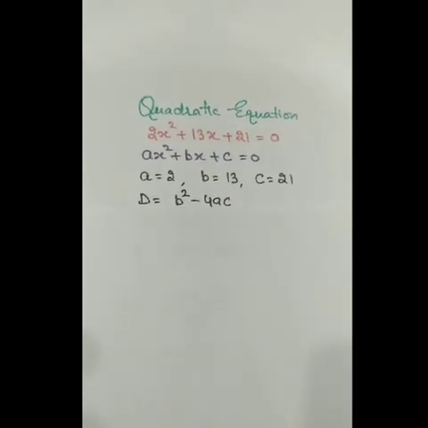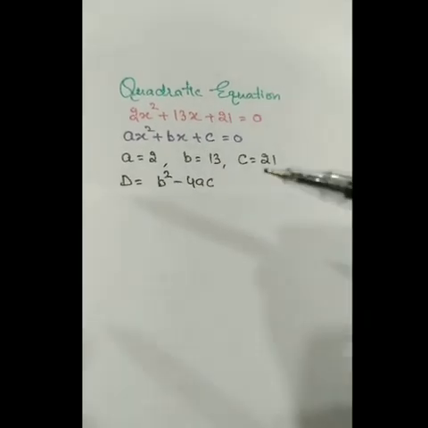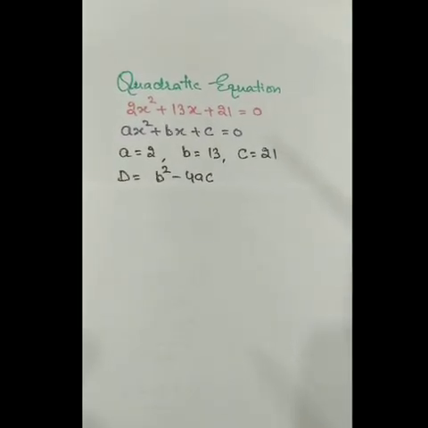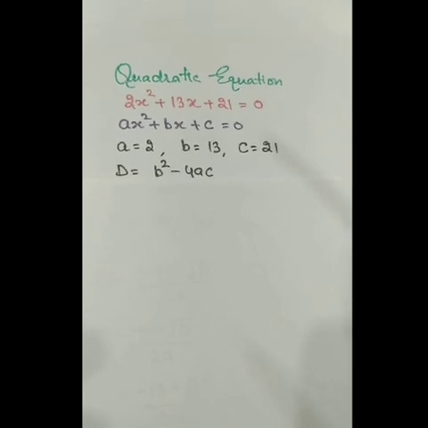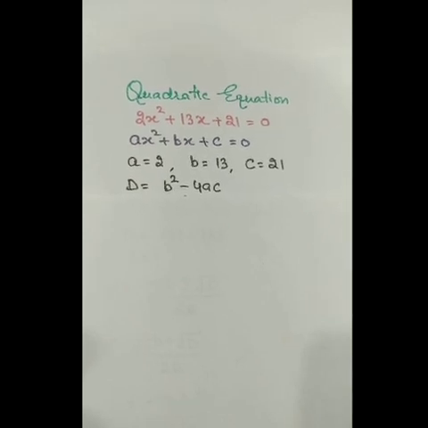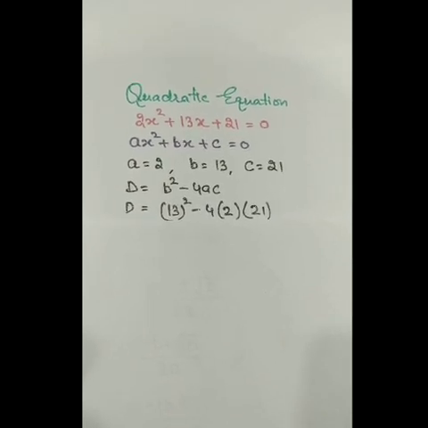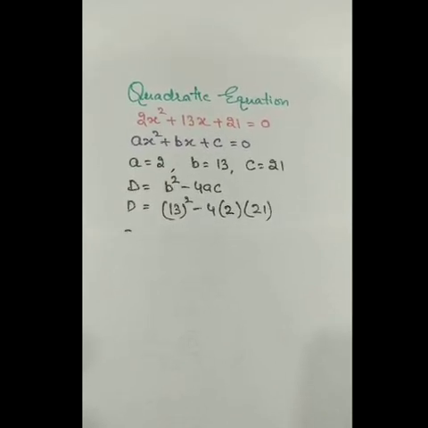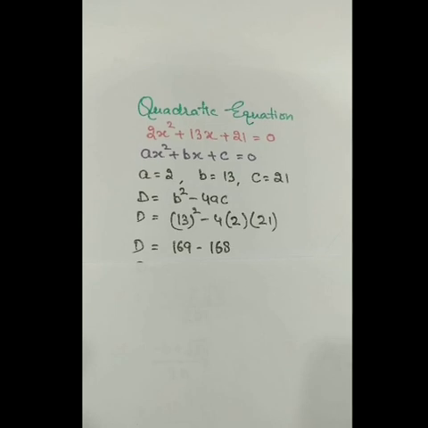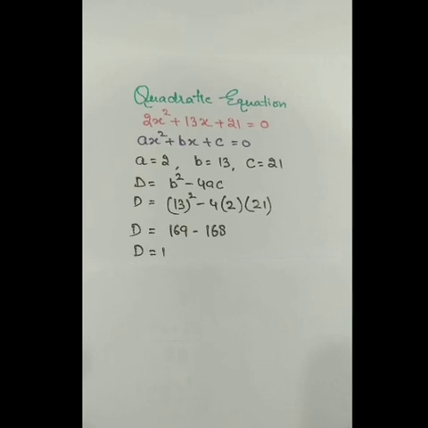And we know that to find the root of any quadratic equation, we have to find the discriminant, that is b² − 4ac. So it is the formula to find the discriminant. When we put the values of a, b and c in this formula, it becomes 13² − 4 × 2 × 21. So 13² is 169 and 4 × 2 × 21 is 168. Therefore the discriminant is 169 − 168, that is 1.